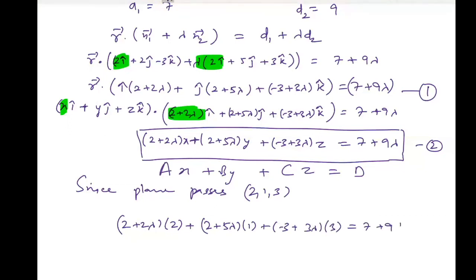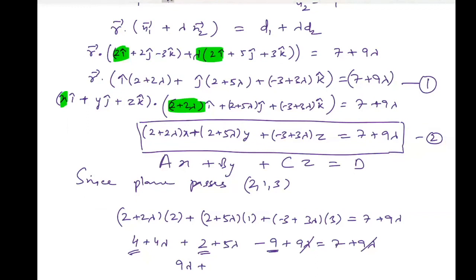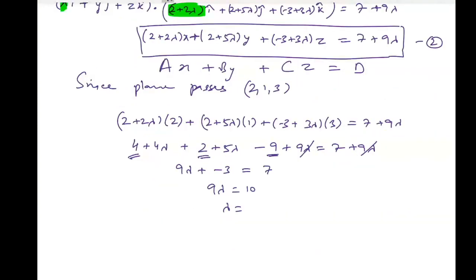So 4 plus 4 lambda plus 2 plus 5 lambda minus 9 plus 9 lambda is equal to 7 plus 9 lambda. This is cancelled here. Now 9 lambda plus 4 plus 2 is 6, minus 9, that will be minus 3. Is it clear? Minus 3 is equal to 7. Now this is nothing but 9 lambda equals 10. So lambda equals 10 by 9. Is there any doubt?